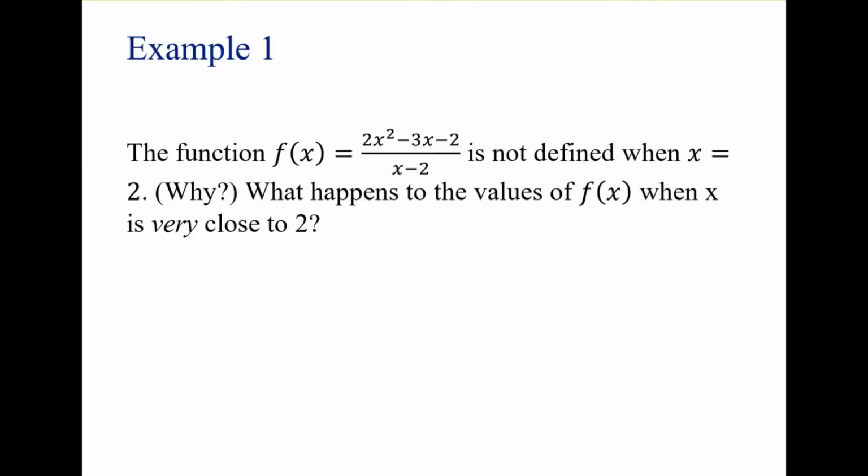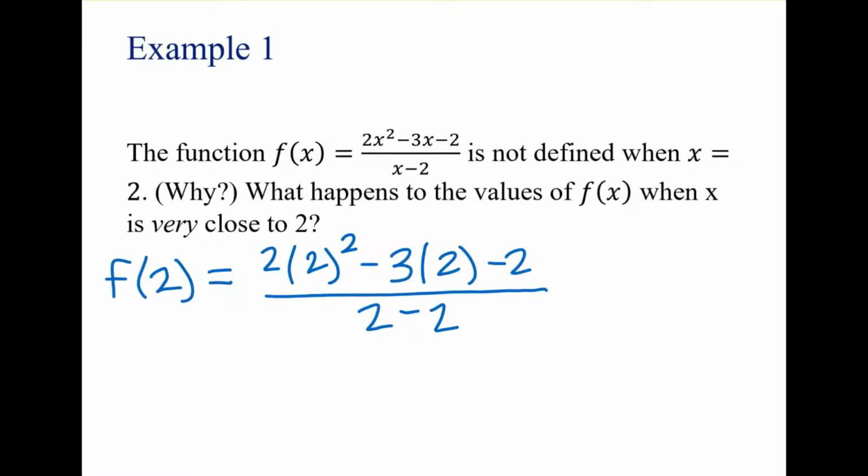The function f of x is not defined when x equals 2. Why? What happens to the values of f of x when x is very close to 2? If we substitute x equals 2 into the function, we get the following. In the numerator, or on the top, we get 0. And in the denominator, we get 0.